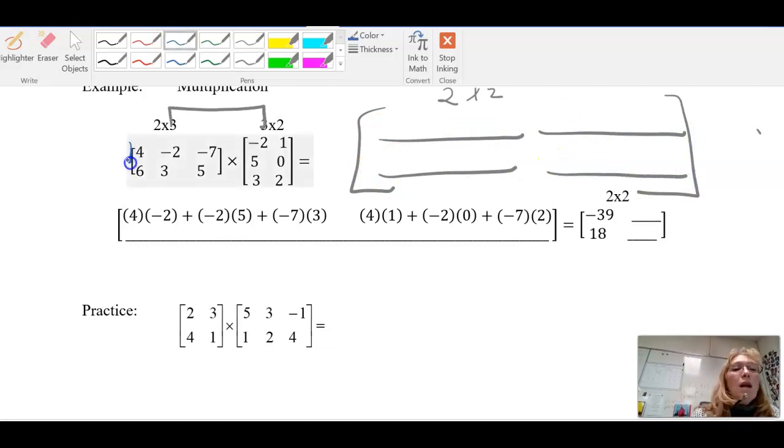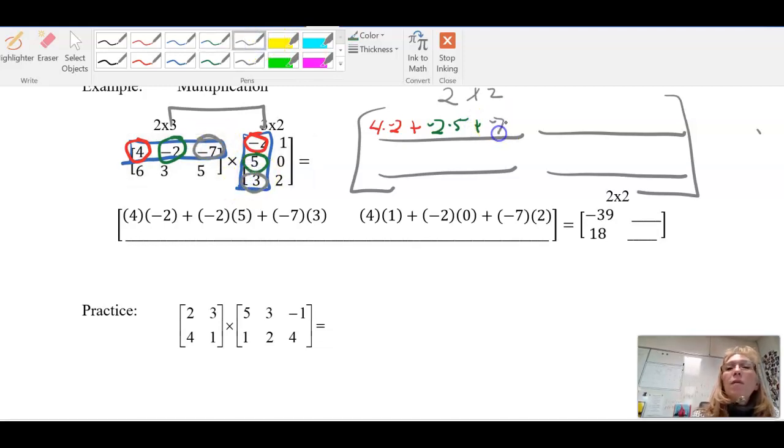Okay, now we're going to take row 1 times column 1. So we're taking first times first, 4 times negative 2, plus second times second, negative 2 times 5, plus third times third, negative 7 times 3. Now I actually got to do all that math. So that's negative 8, negative 10, negative 21. I am so out of room, and it's down here. I'll just keep going. That equals negative 39.